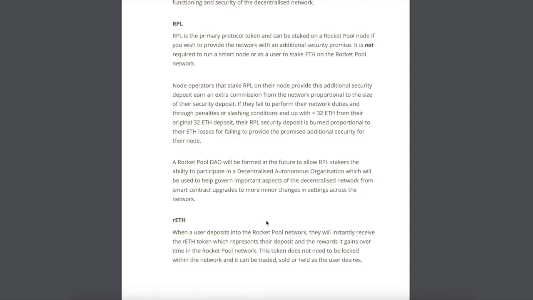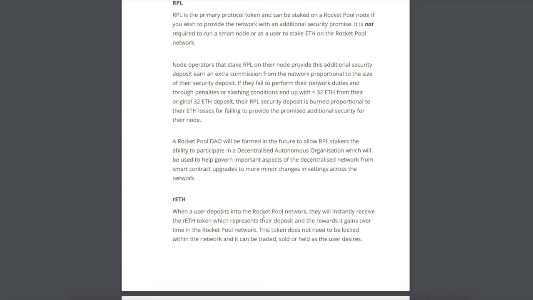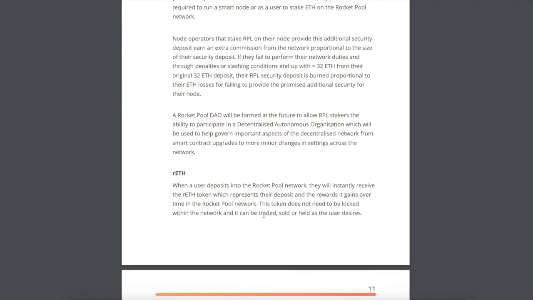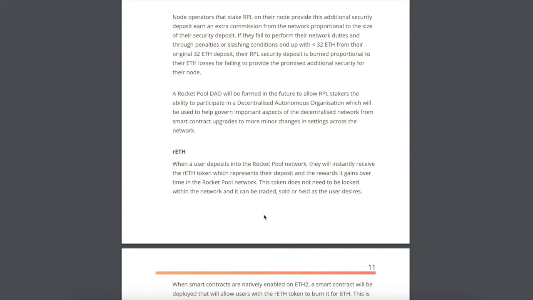A Rocketpool DAO, a decentralized autonomous organization, will be formed in the future to allow RPL stakers the ability to participate. This is a governance token, so you can choose project updates, like, hey, we want to make people have to stake 1 Ethereum, or we want to allow people to stake Cardano, or pick other projects. If you're running the nodes, you can stake whatever you want. It's up to you. You just have to set it up, and you're running the protocol. Right now, they're running with ETH, so the options are limitless.